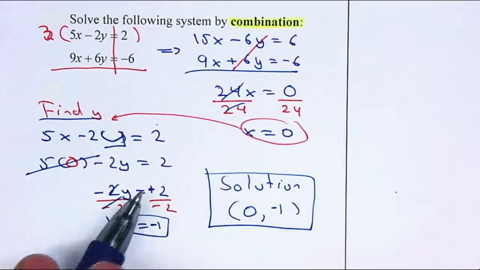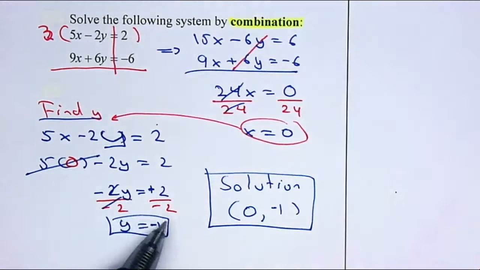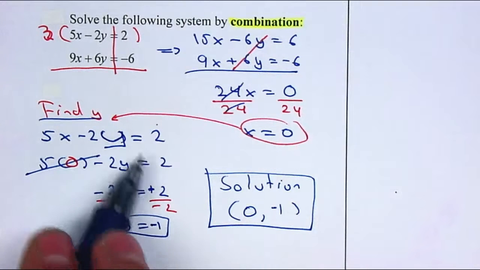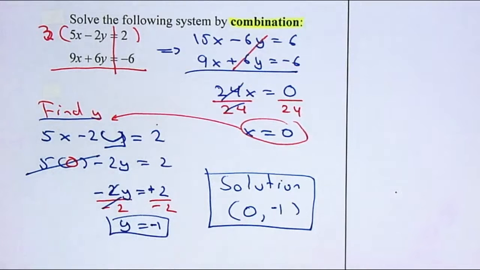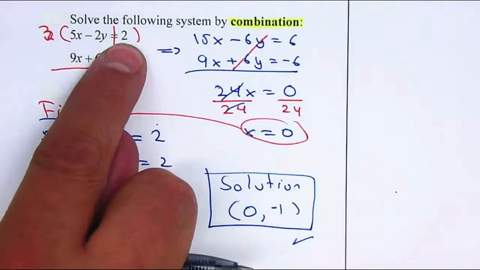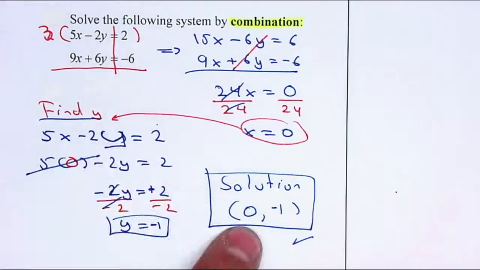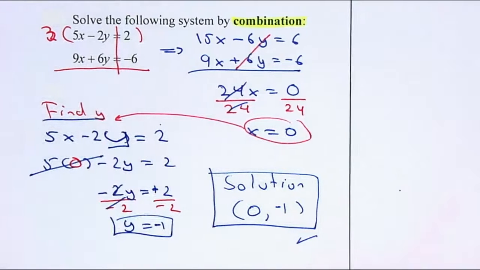Just be careful. One little mistake can cost you on the test. So double check each of your work as you're going through, and you get the correct answer. Now if you want to check, you can always plug in a 0 for the x and a -1 for the y, and it should give you a 2 for both equations. So that's one way of checking it.